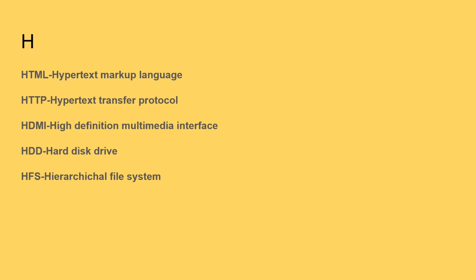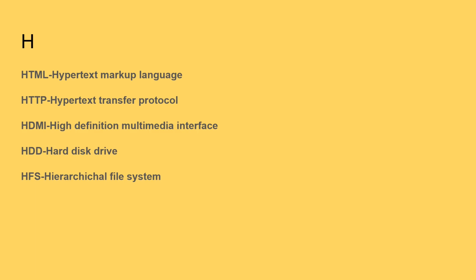HTTP, Hypertext Transfer Protocol. HTTP is an application protocol for distributed collaborative hypermedia information systems. HDMI, High Definition Multimedia Interface. HDMI is a proprietary audio or video interface for transmitting uncompressed video data and compressed or uncompressed digital audio data from an HDMI compliant source device such as display controller, digital television, etc.